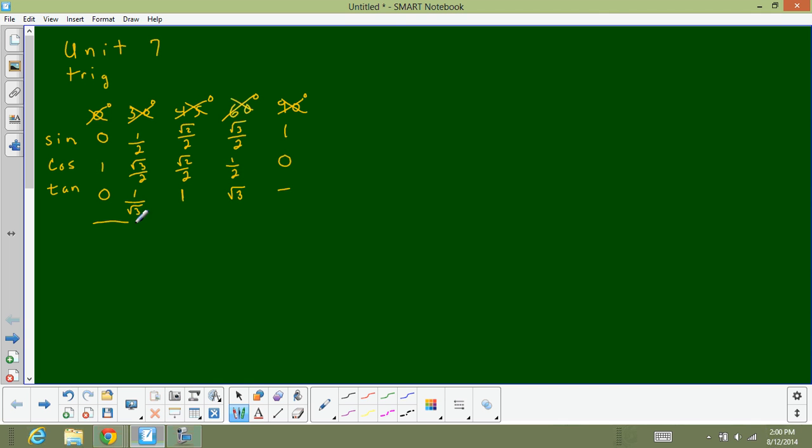Now, formerly known as 0 degrees is 0 radians. Okay, so this is the radian scale that I'm putting down here. And 30 degrees is known as pi over 6 radians. 45 degrees is pi over 4 radians. 60 degrees is pi over 3 radians. And 90 degrees is pi over 2 radians. All right. So there's the chart that handles the first quadrant angles that you should be familiar with.